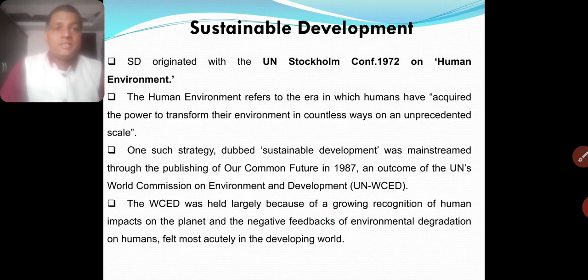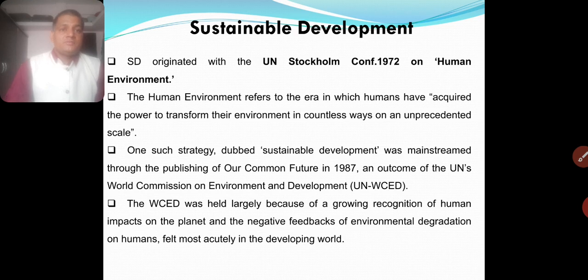So first of all, we will see what exactly sustainable development is. I think most of the resource persons have already talked about sustainable development, but in my point of view, what exactly is it? If you see the background, this term originated from the United Nations Stockholm Conference, which was held in 1972, and the theme was the human and environment. In that conference, humans acquired the power to transform their environment in countless ways on an unprecedented scale. That is why this conference was very popular and famous for sustainable development.